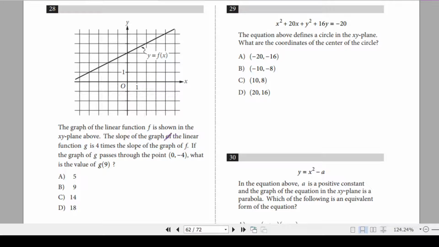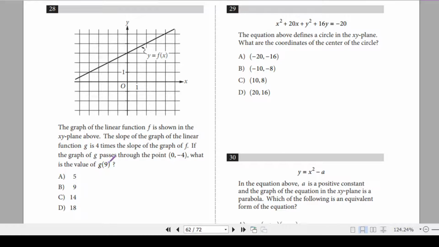The slope of the graph of the linear function g, some other function that is not shown here, is 4 times the slope of the graph of f. So the slope of the other graph is 4 times this slope. You can find the slope of this line by using any 2 points, and by multiplying it by 4, we'll get the slope of the function g. If the graph of g passes through the point (0, -4), so we already found the slope and we are given the point, what is the value of g of 9?